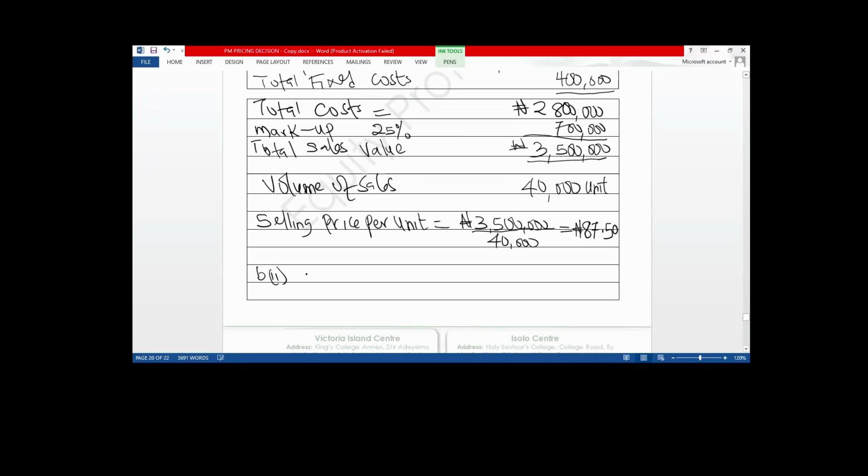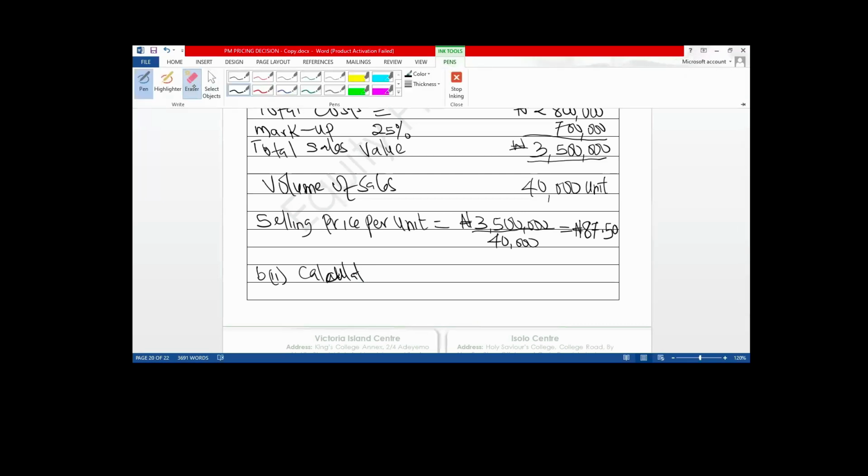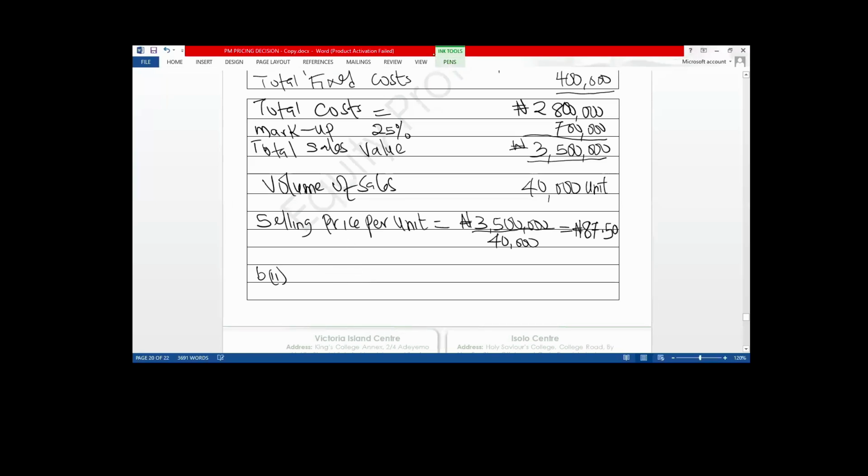B Roma figure 2. That is, calculate price if marginal cost plus pricing is used. In this case, you only pick your variable cost.